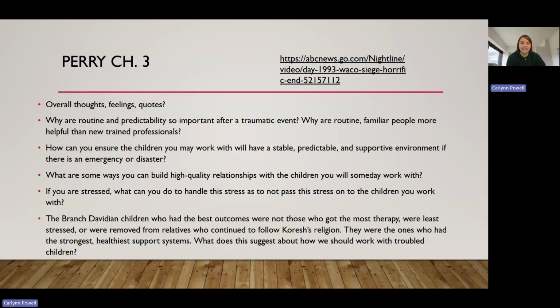And then, finally, that last one, thinking about the children who had the best outcomes weren't the kids that got the most therapy, that were the least stressed or were removed from relatives, but the ones who continued to follow Koresh's religion. They were the ones who had the strongest, healthiest support systems. So it's not the religion, it's not the therapy, it's not the relatives, it's the support systems. And obviously your support systems can live within those bubbles. But just how does this relate back to how we should be working with children?